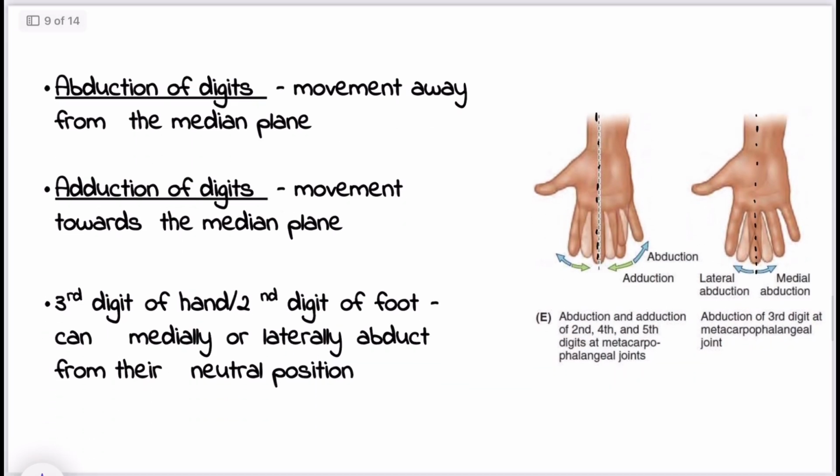Now, abduction of the digits, which is movement away from the median plane, is shown here. So you are moving your fingers away from the median plane. And then adduction is movement towards the median plane. Now, the third digit of the hand and second digit of the foot can medially or laterally abduct from their neutral position.